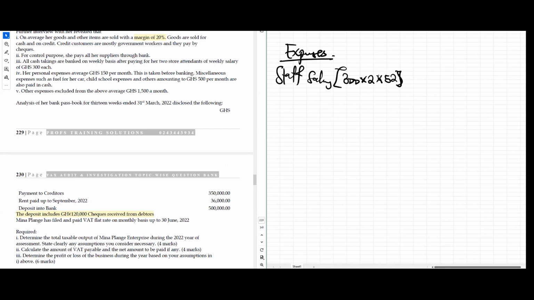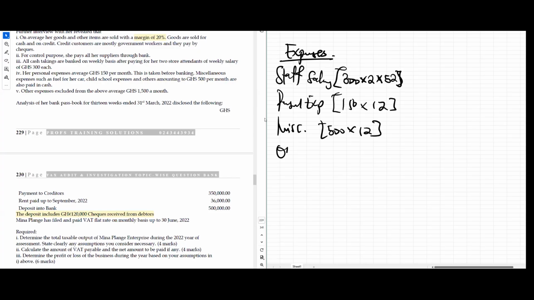Then her personal expenses average 150 per month. So personal expenses, how much? 150 times what? The 12 months. Then miscellaneous expenses, that would be 500 per month times what? 12 months, paid in cash. Then we have other expenses. Other expenses will be how much? 1,500 per month times 12 months, right?